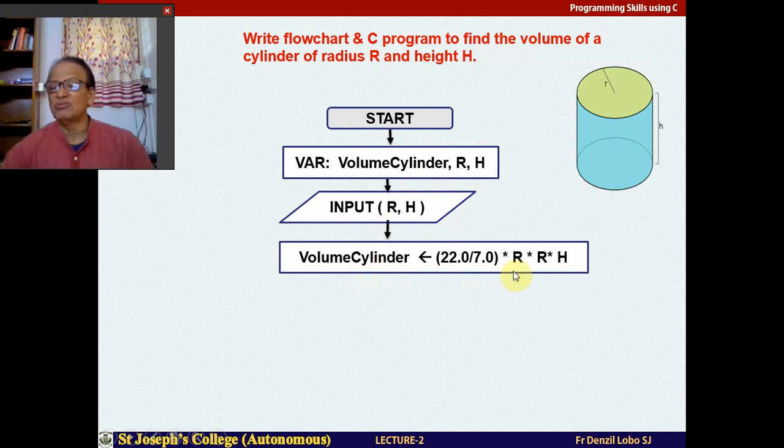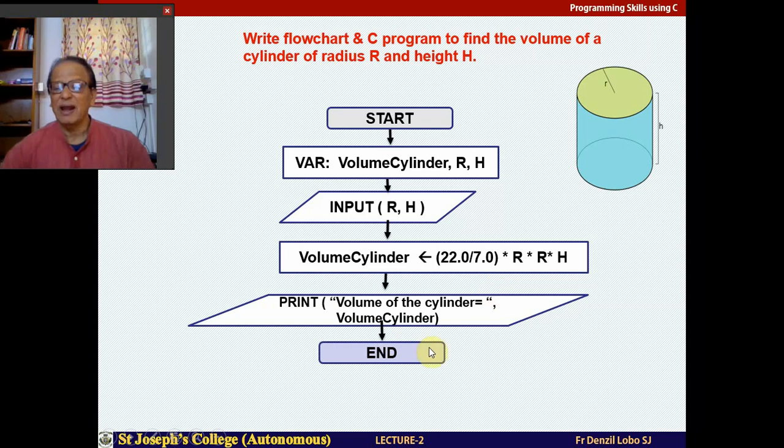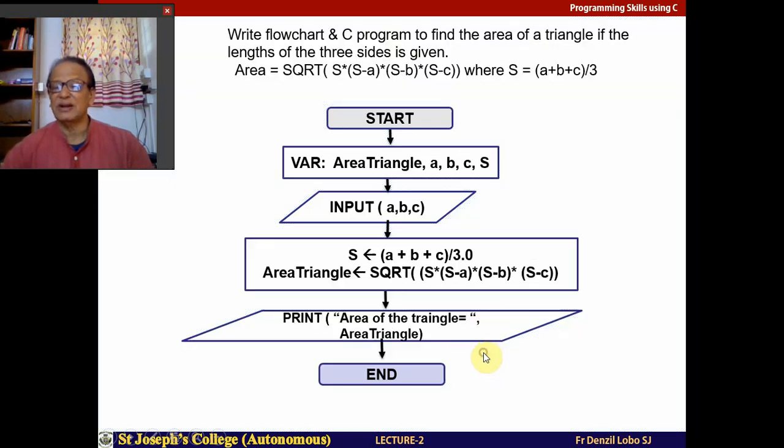Then you use this formula, pi r squared into h. Pi r squared will give you the area of this circle, and then h will multiply with this. With that I find the volume of this cylinder. So that is the thing, and you display the volume of the cylinder. And I would like you to write the C program for that.